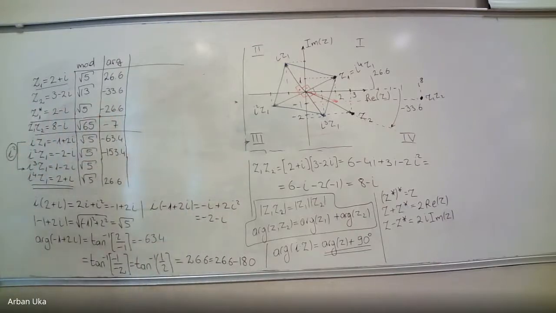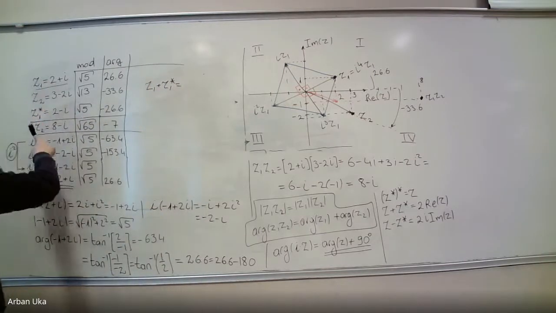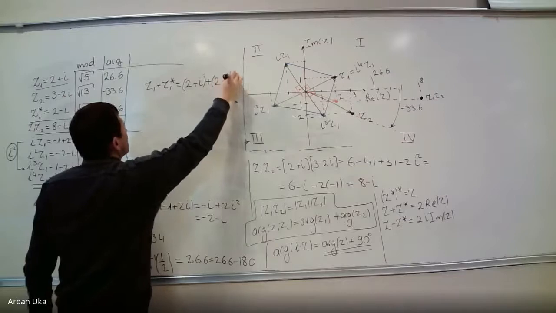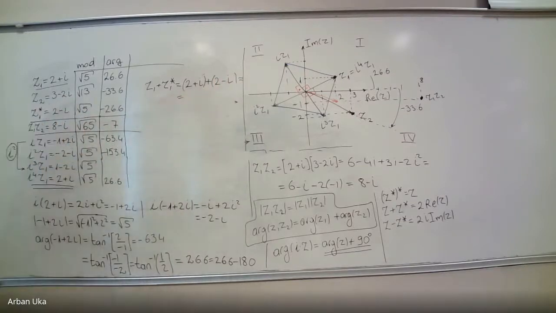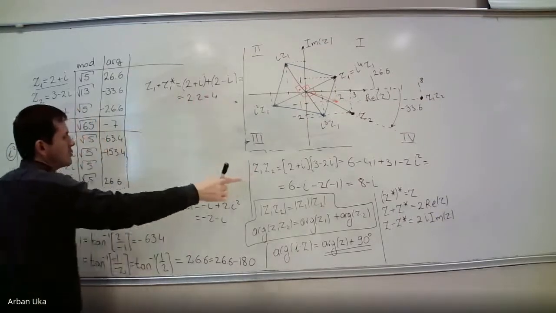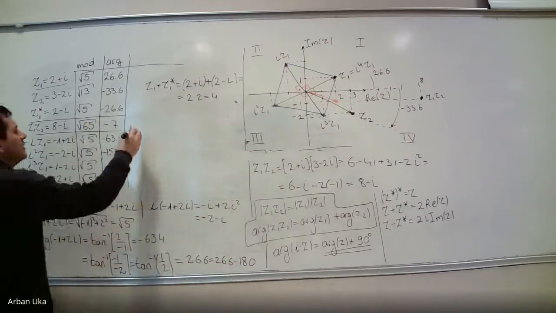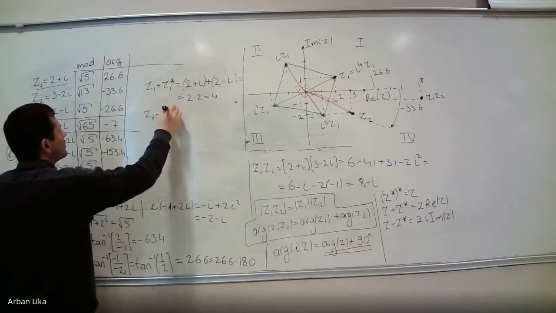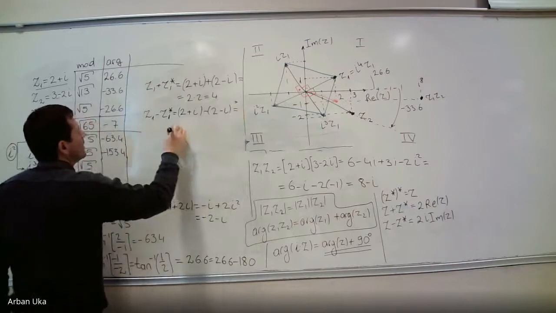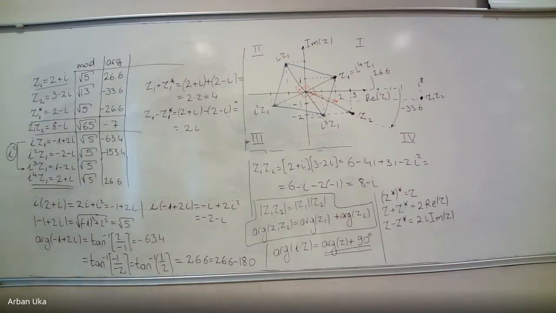So let's see what we get. Z1 plus Z1 complex conjugate. Z1 and Z1 complex conjugate is here. So we get 2 plus i plus 2 minus i. So we can see that the i's, the complex part, cancel out each other. So we get just 2 times 2. So this is 4. So we confirm this statement. Then we can also have Z1 minus Z1 complex conjugate. This would be 2 plus i minus 2 minus i, and this would be equal to 2i. So we just find 2 times the imaginary part.